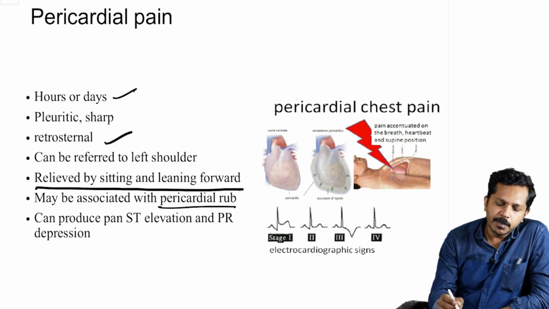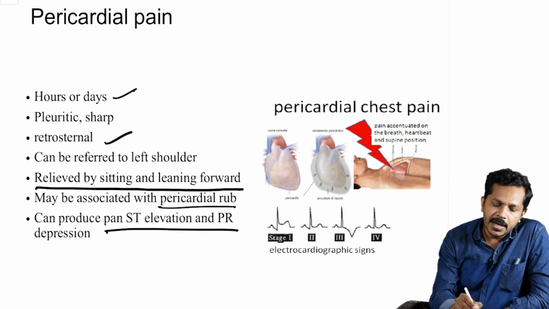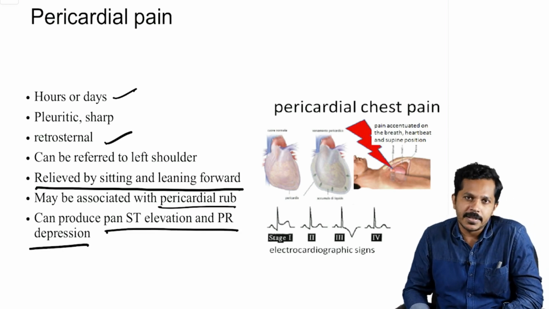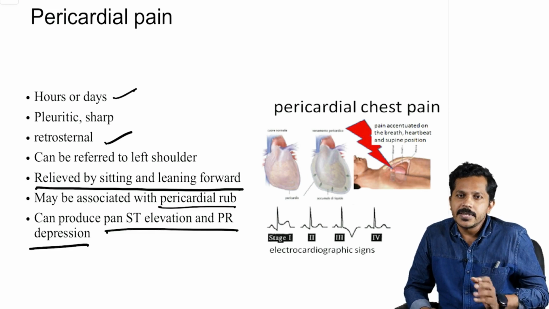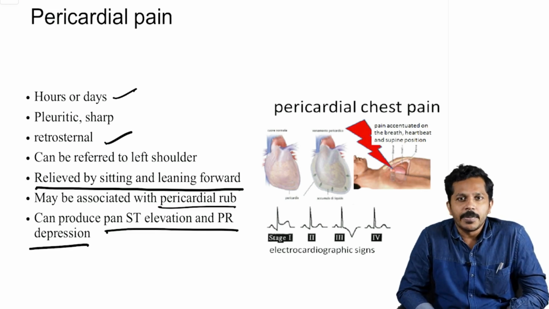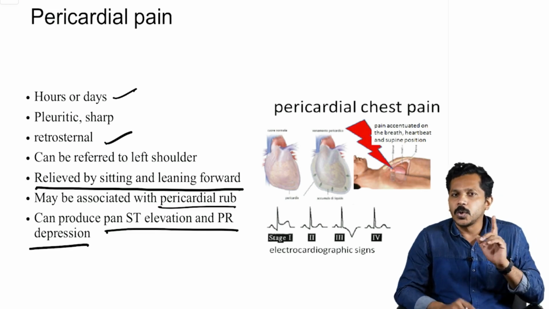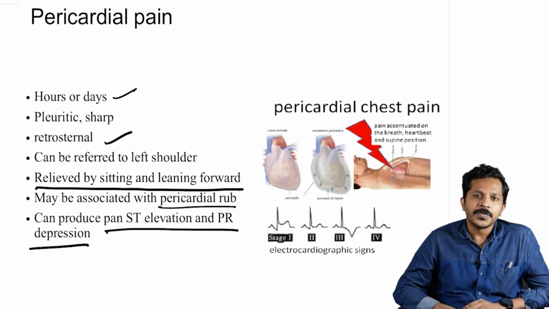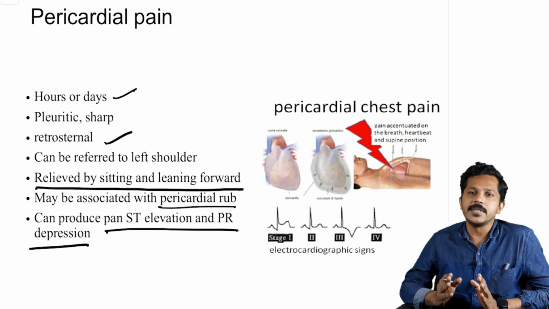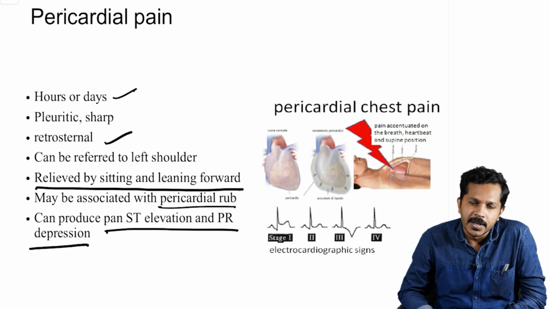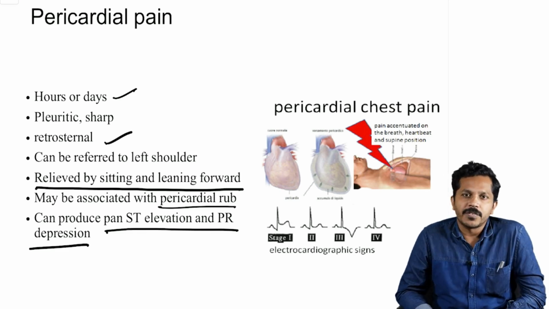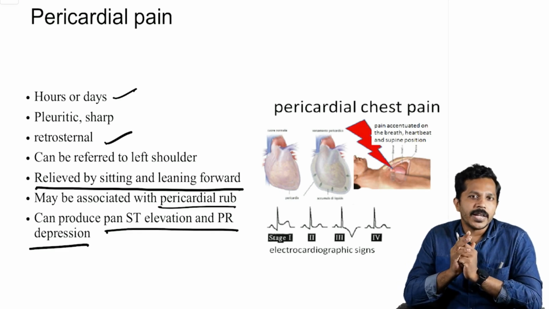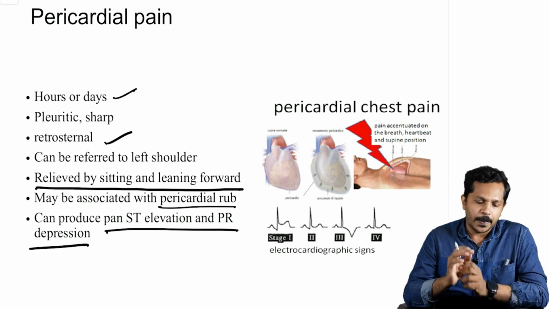And sometimes the problem is that pericardial pain or pericarditis can produce ST segment elevation in the ECG. So you can see how easily pericardial pain can mimic a myocardial infarction, because both are central, both can have features suggestive of severe pain, and both can have similar ECG changes as well. So it is very important to differentiate pericardial pain because the management is entirely different. So it is important to identify pericardial pain from the history.